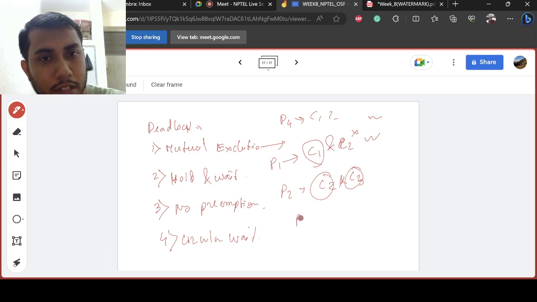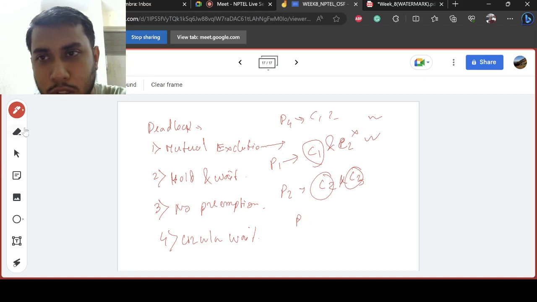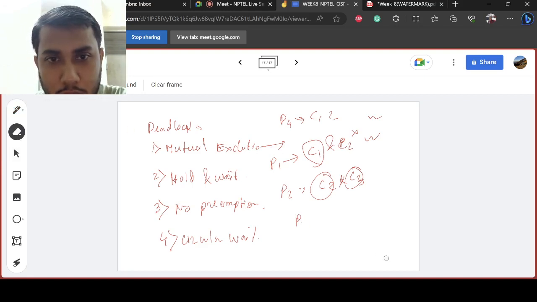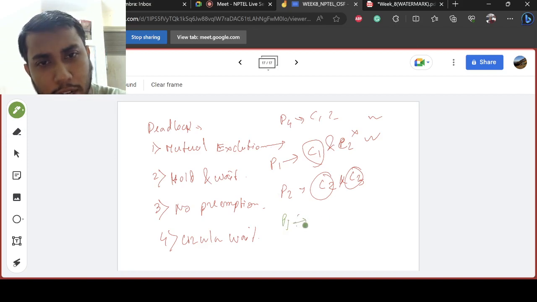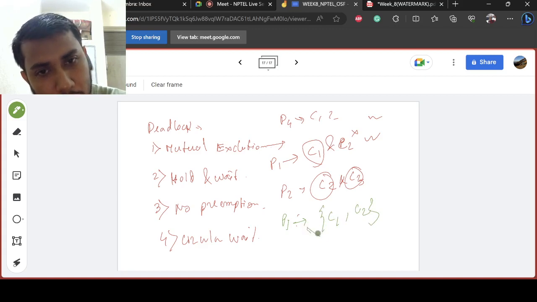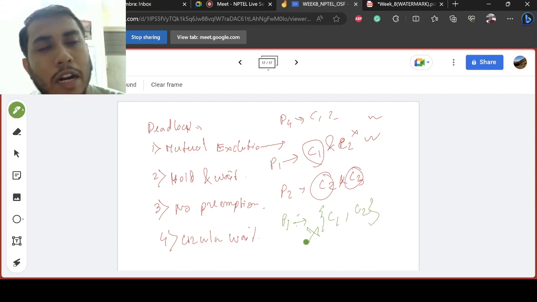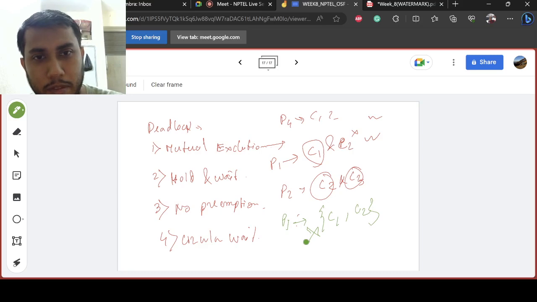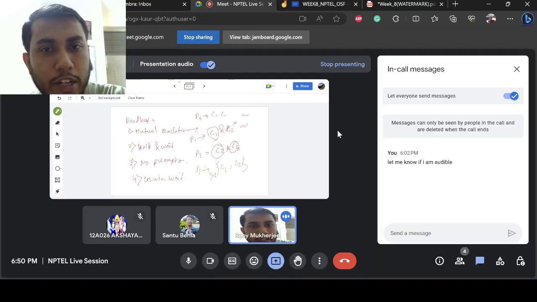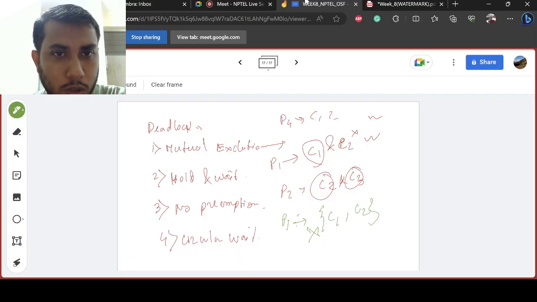So if P1 requires C1 and C2, P1 has to get C1 and C2. If it doesn't get them, it releases both C1 and C2 directly. If it is able to get only one of them, then it releases the hold, and it tries after some time. So that is how you prevent your hold and wait condition. Okay.